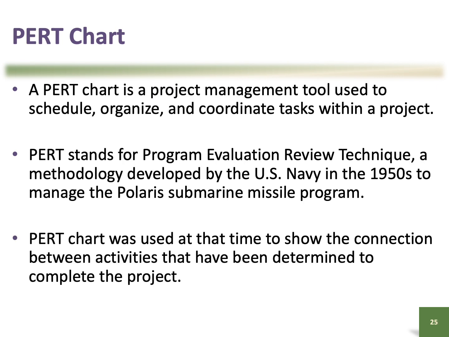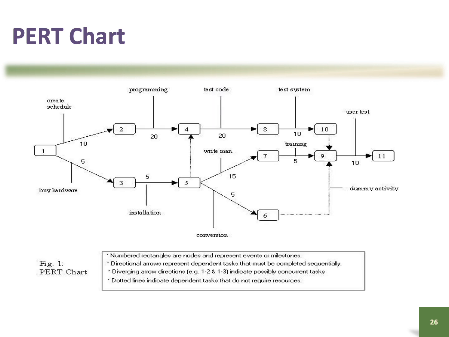So we have this PERT chart, where a PERT chart is a project management tool used to schedule, organize, and coordinate tasks within a project. A PERT chart can show the connection between the activities that have been determined to complete the project. So this is showing an example of a PERT chart, where you have your number 1, 2, 3, 4, 5, and so on. Those are called nodes.